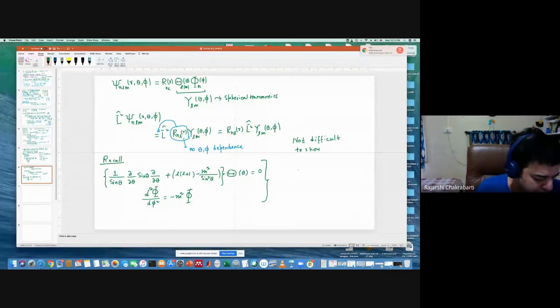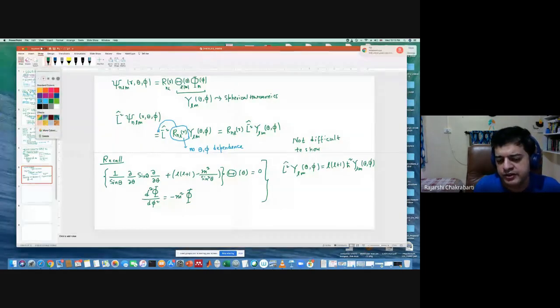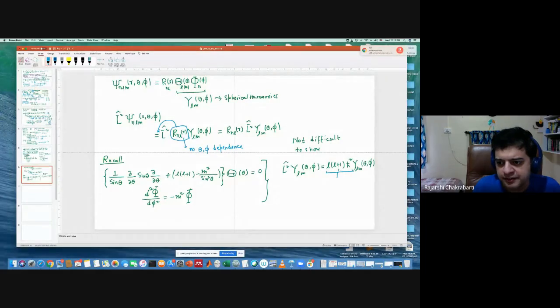If I take this L squared operator and operate on this Y_lm(theta, phi) part, you will see what I get: L(L+1)ħ² Y_lm(theta, phi). Basically, you have an eigenvalue equation, for L squared operating on Y, the spherical harmonic. And this is the eigenvalue.